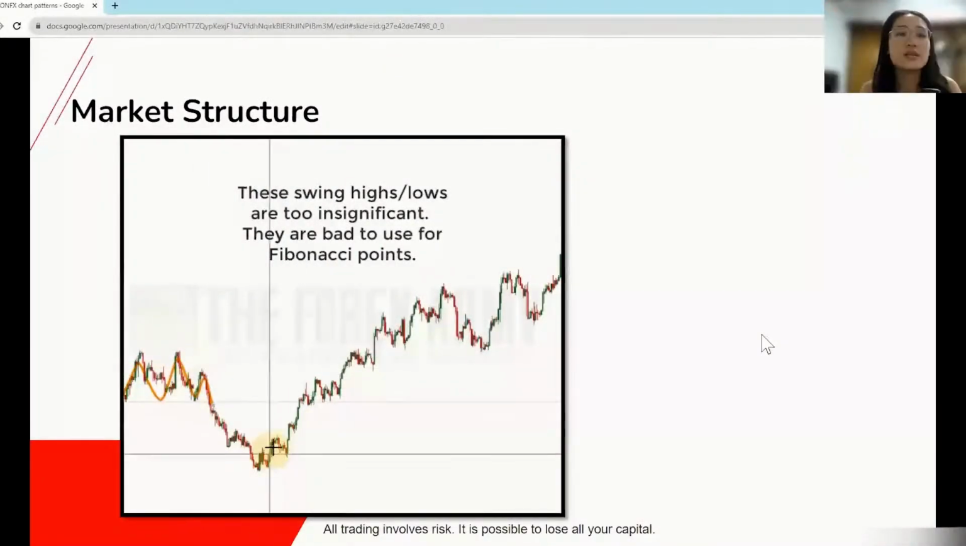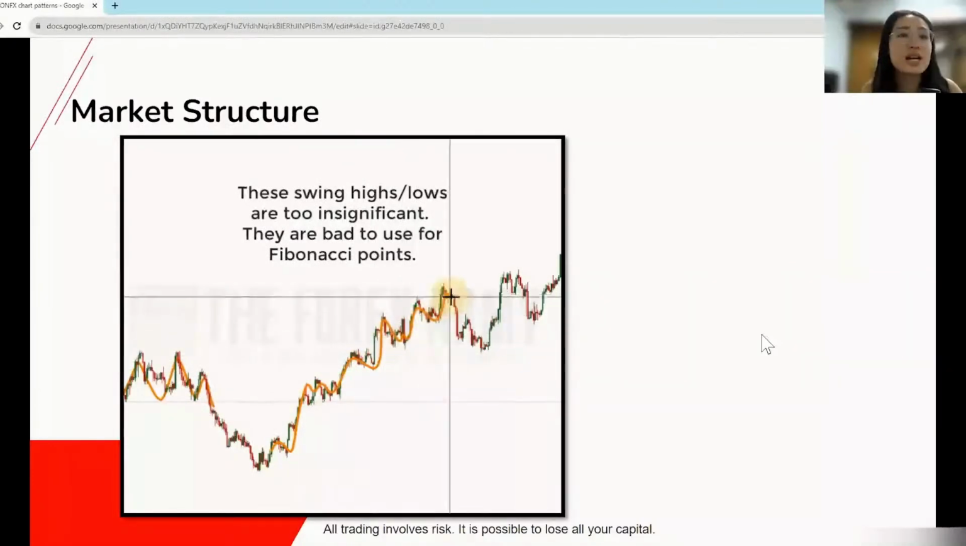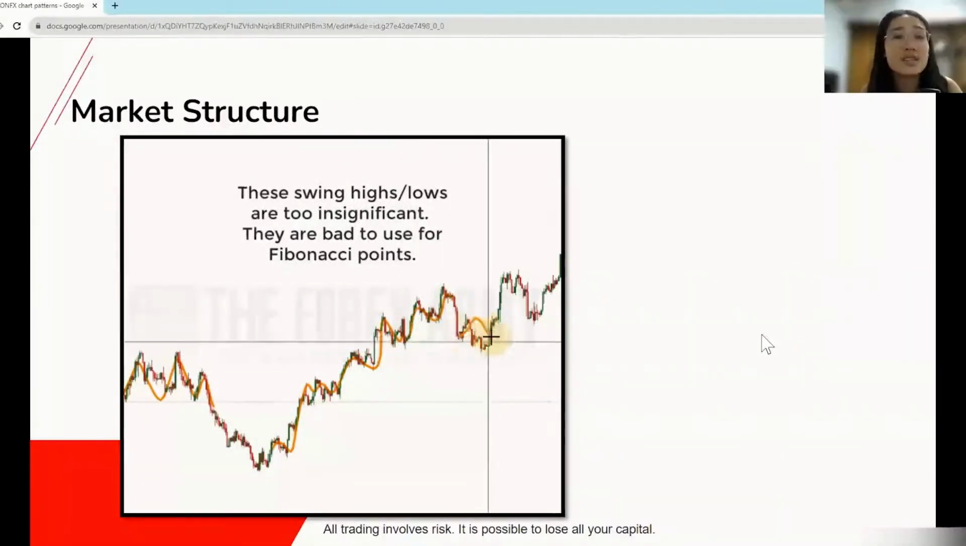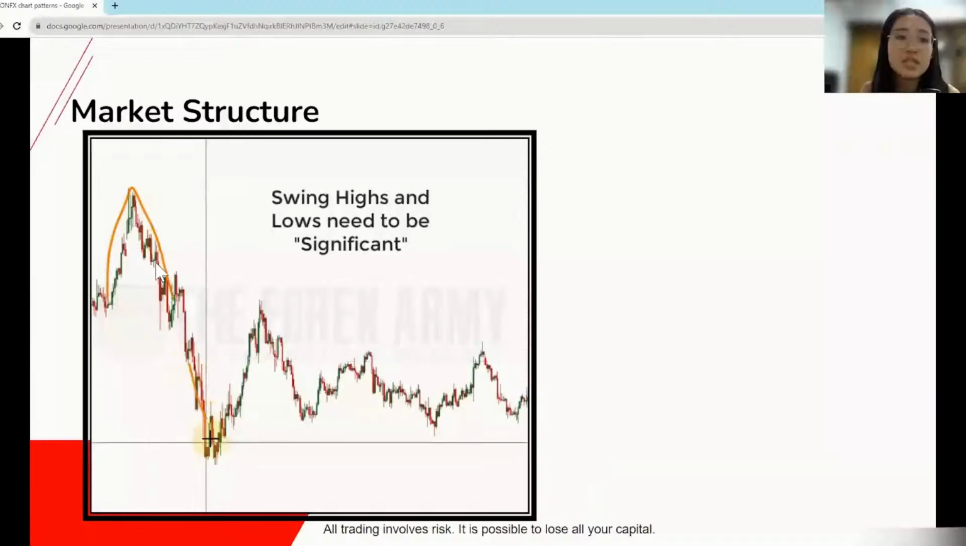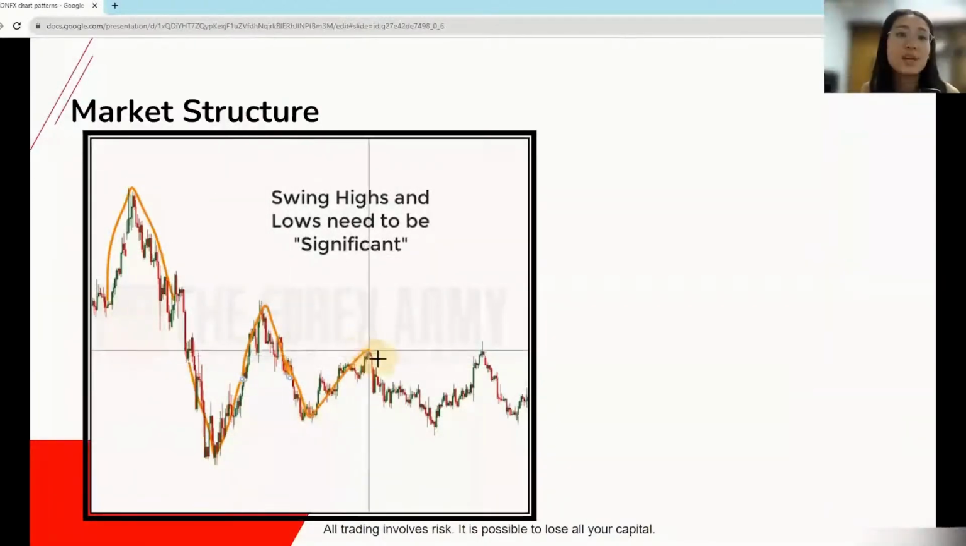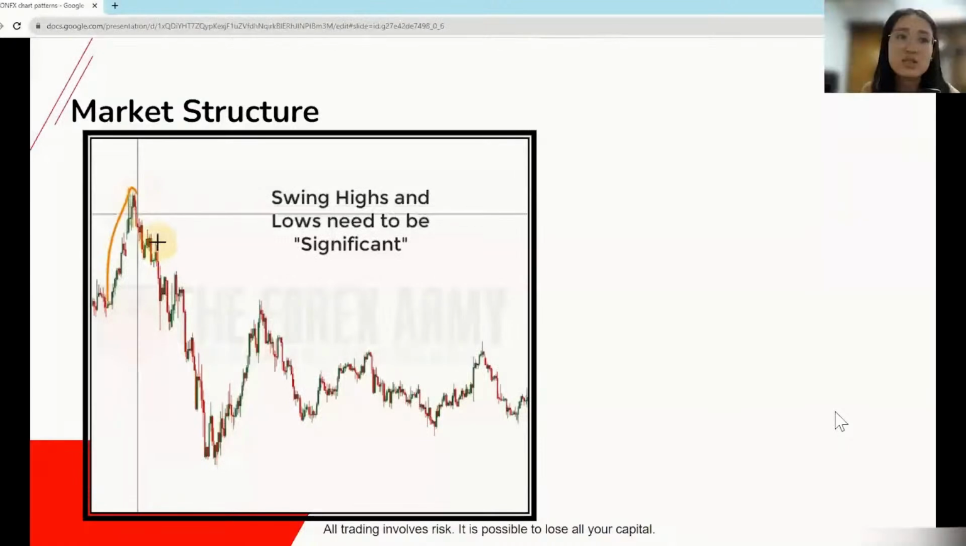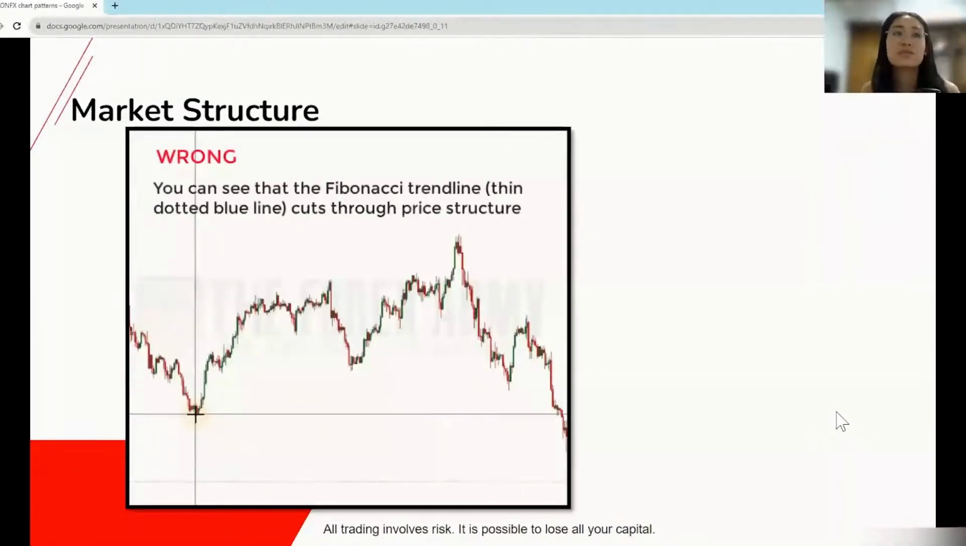So as I mentioned earlier, market structure is really important. You want to make sure that your swing highs and lows are significant levels so that they're good points to use for Fibonacci. And this is the kind of structure that you want to look for when you are looking for Fibonacci levels, or even when you are doing your analysis, your technical analysis.